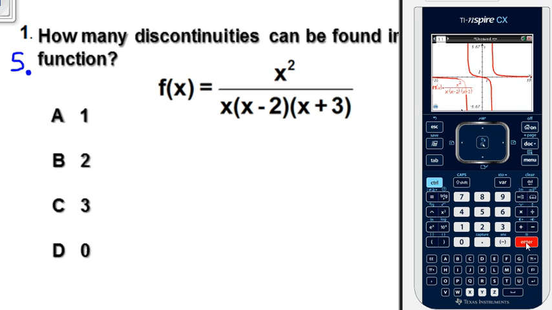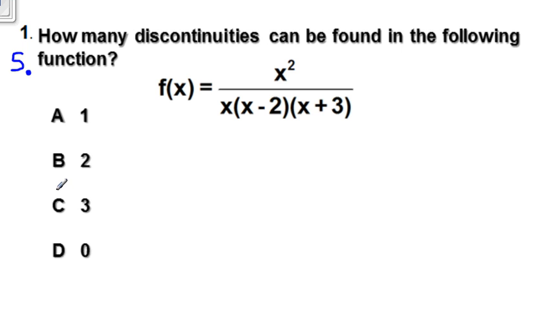But we graph it, and we see a couple of discontinuities right here. And if we really want to see them for sure, we can go to see even our removable discontinuities by pressing Control T, and we see in our table view that we have a discontinuity at 0, at positive 2, and if we scroll up, we should be able to see another discontinuity at negative 3. So we have 3 discontinuities. So let's go on to the next problem.